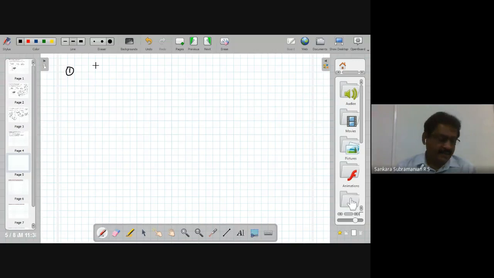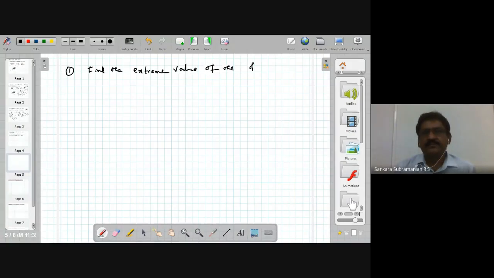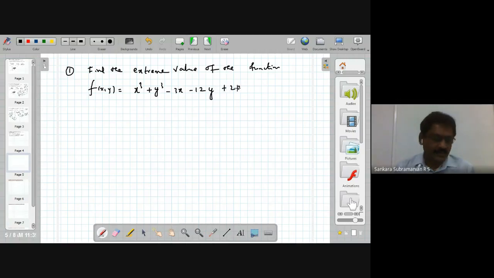Find the extreme value of the function f(x, y) equal to x cube plus y cube minus 3x minus 12y plus 20. I repeat, x cube plus y cube minus 3x minus 12y plus 20.